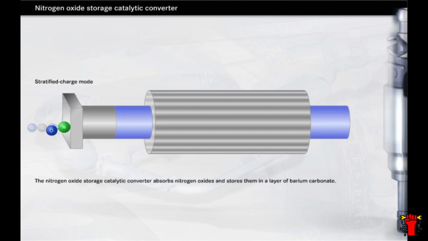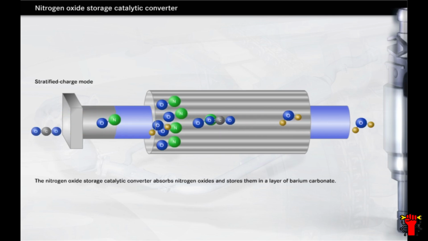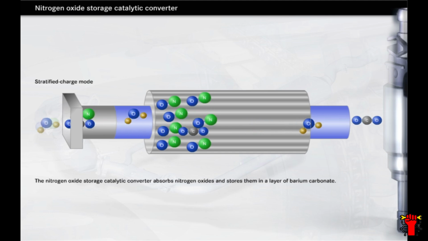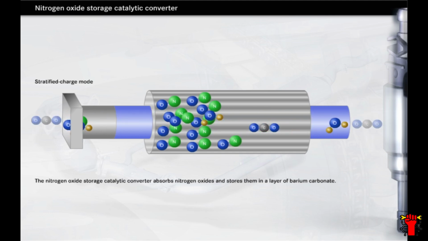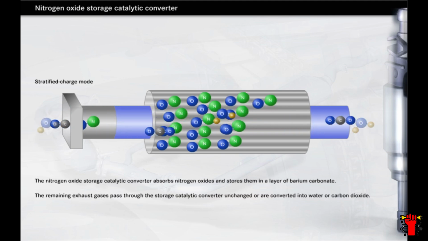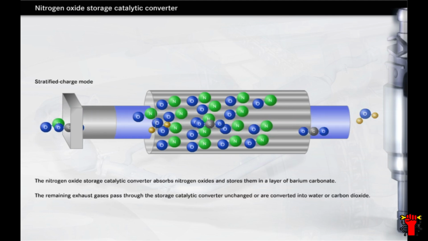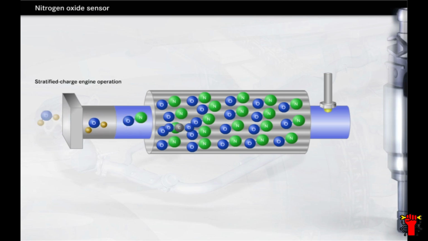The NOx storage catalytic converter absorbs and stores the nitrogen oxides formed during stratified-charge engine operation. To enable it to do this, it is coated on the inside with a layer of barium carbonate. The remaining exhaust gases pass through the storage catalytic converter unchanged, or are converted into harmless water and carbon dioxide. The storage capacity of the barium carbonate layer is limited, however.